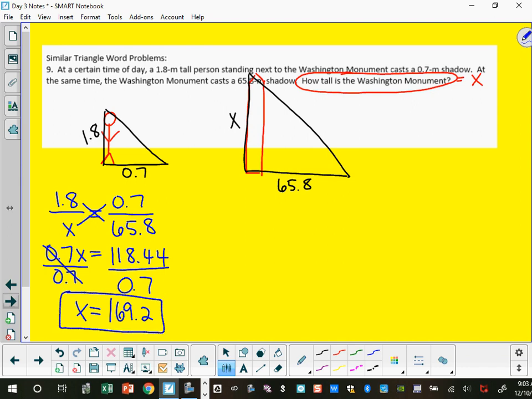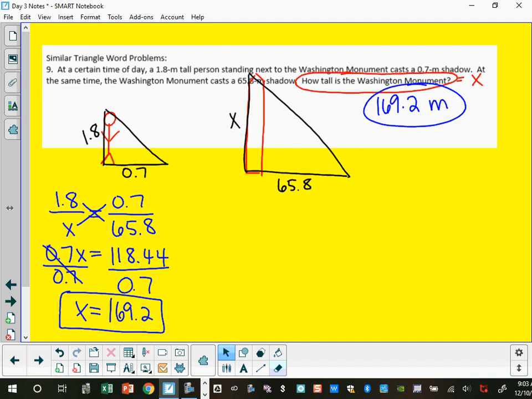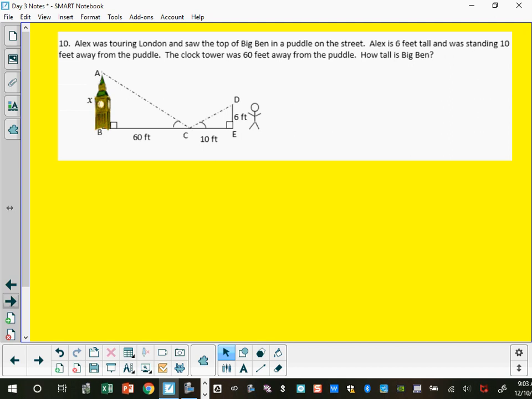You want to know how tall the Washington Monument was? It is 169.2 feet according to these calculations. Meters. Will be in meters? Oh yeah, you're right. Thank you. Any questions on number 9? Okay. Let's look at number 10.